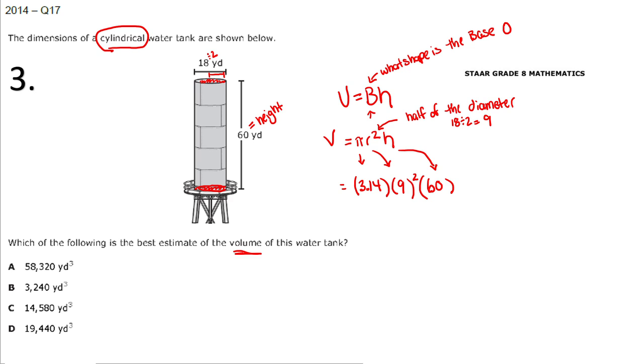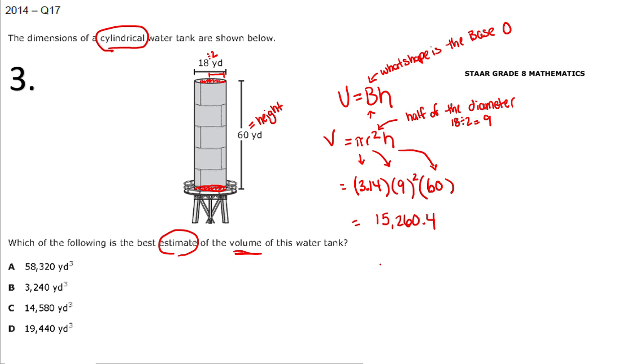Okay, you should have gotten the answer of 15,260.4. Now that is really off in our answer choices. The reason why it's really off is because they use the word estimate. So what we could do is redo this problem without using the decimal 3.14.